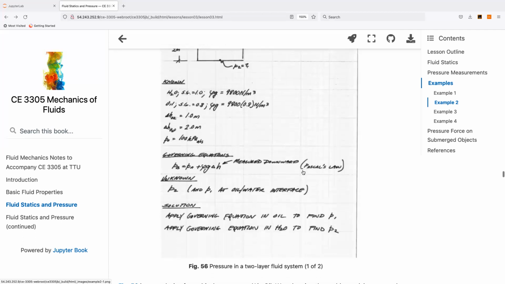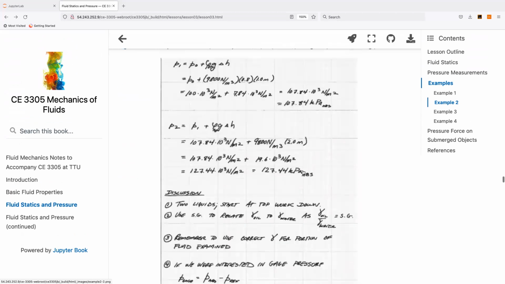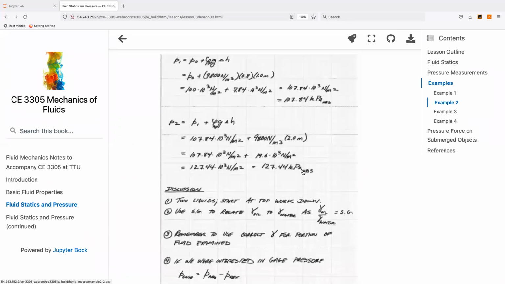So our governing equation is the same one as before. PB is equal to PA plus specific weight times the change in depth downward into whatever layer we're interested in. That's Pascal's law. The unknown is P2, and technically we don't know what it is. So our solution would be to apply the governing equation in the oil phase to find the value of P1, and then from that, apply the governing equation in the water phase to find the value of P2. So let's go ahead and do that.